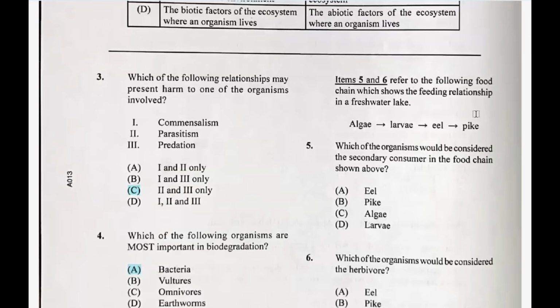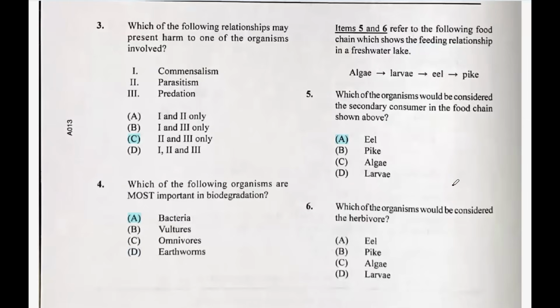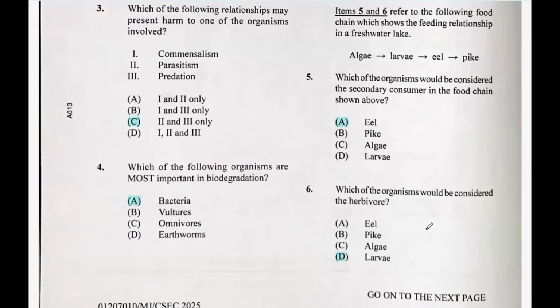Items 5 and 6 refer to the following food chain, which shows the feeding relationship in a freshwater lake: algae, larvae, eel, pike. Which of the organisms would be considered the secondary consumer in the food chain shown above? So algae is the producer, larvae is the primary consumer, eel is the secondary consumer. So our response is A. And question 6, which also refers to this food chain, which of the organisms would be considered the herbivore? That will be the larvae, which is B, because it's feeding on the producer.